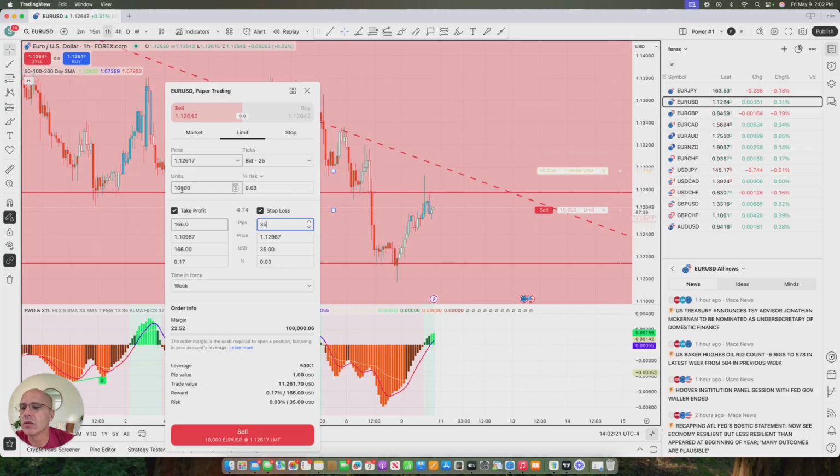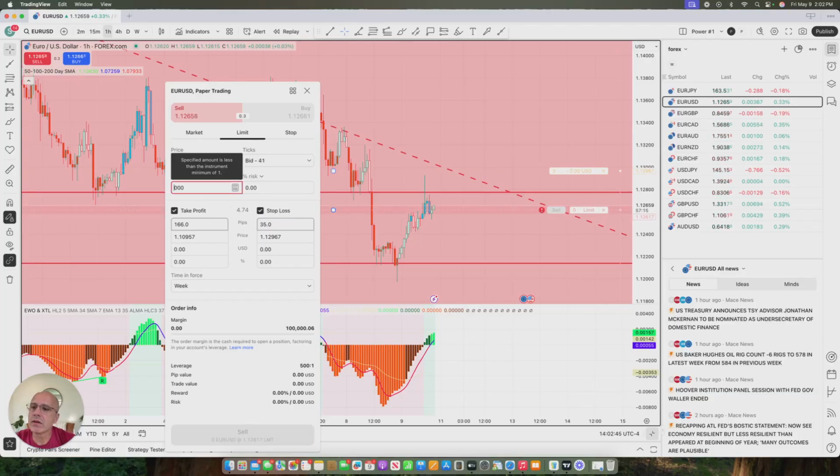So if we do 10,000 units with 35 pips, we risk $35. So if you have a $100 account, that's a large percentage. But let's say that we have a $1,000 account and we're going to put right here, let's go with 20,000.